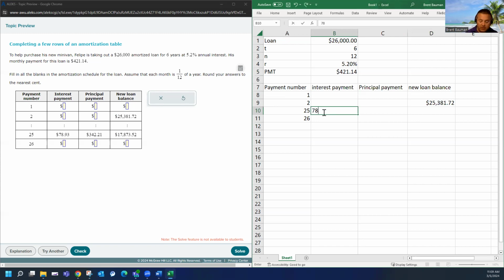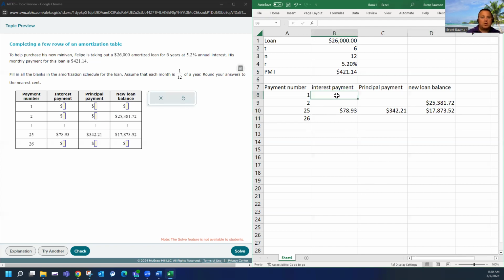And we're given the 25th payment information. So let's write that in: $78.93, and we have $342.21, and $17,873.52. Okay, and so I'm going to double check that I have everything typed in correctly. Okay, so I have all the given information. The rest of it we're going to calculate.